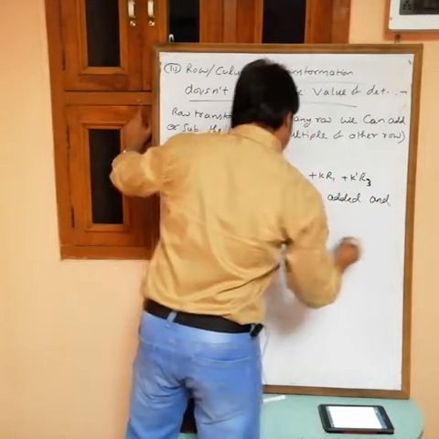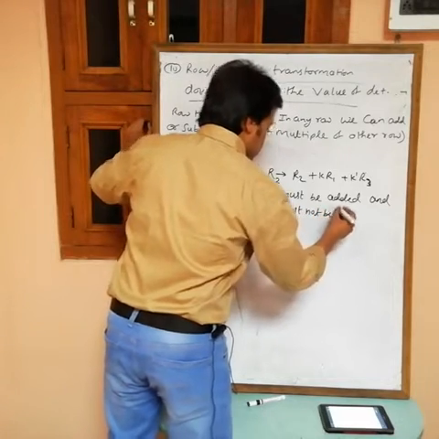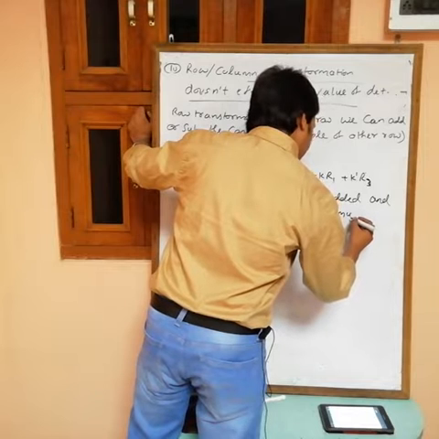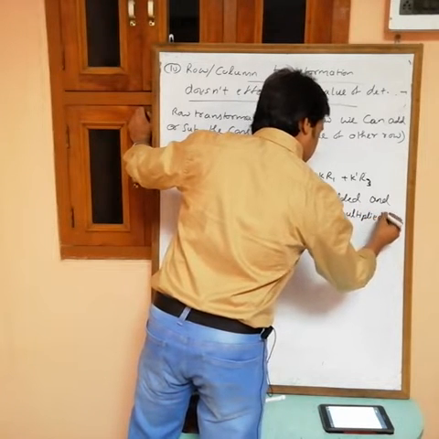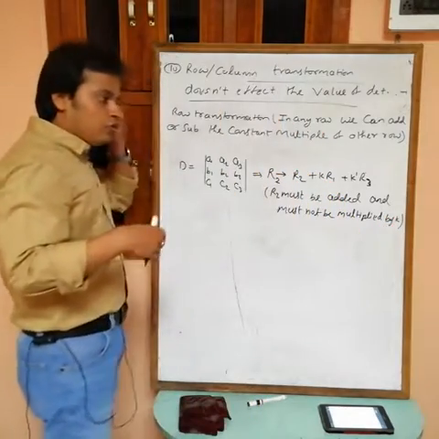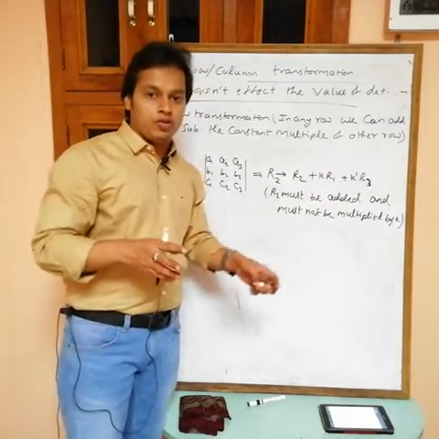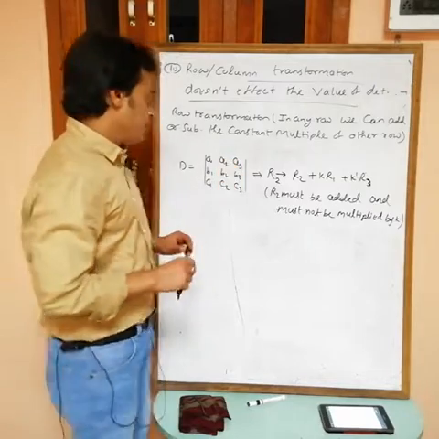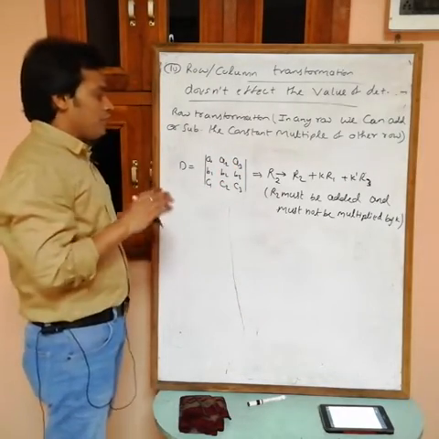and must not be multiplied by k. You can't multiply R2 by k. You can multiply the other rows with any constant, but if you are changing R2, then you can't multiply R2 with any constant. Now, how can I say that after row or column transformation the value of the determinant remains the same?